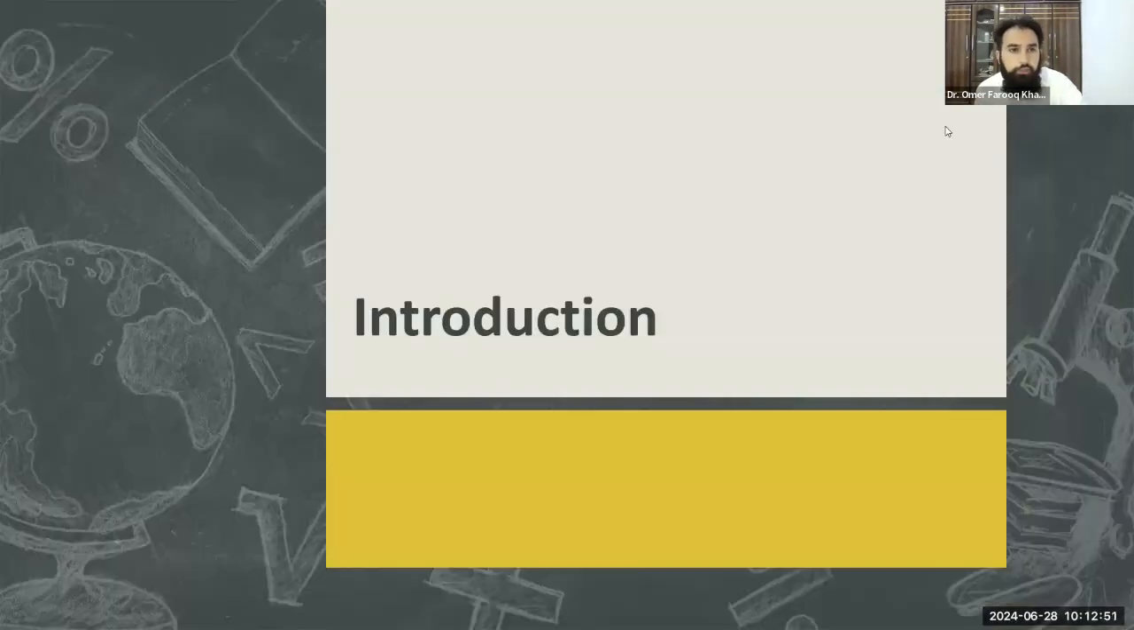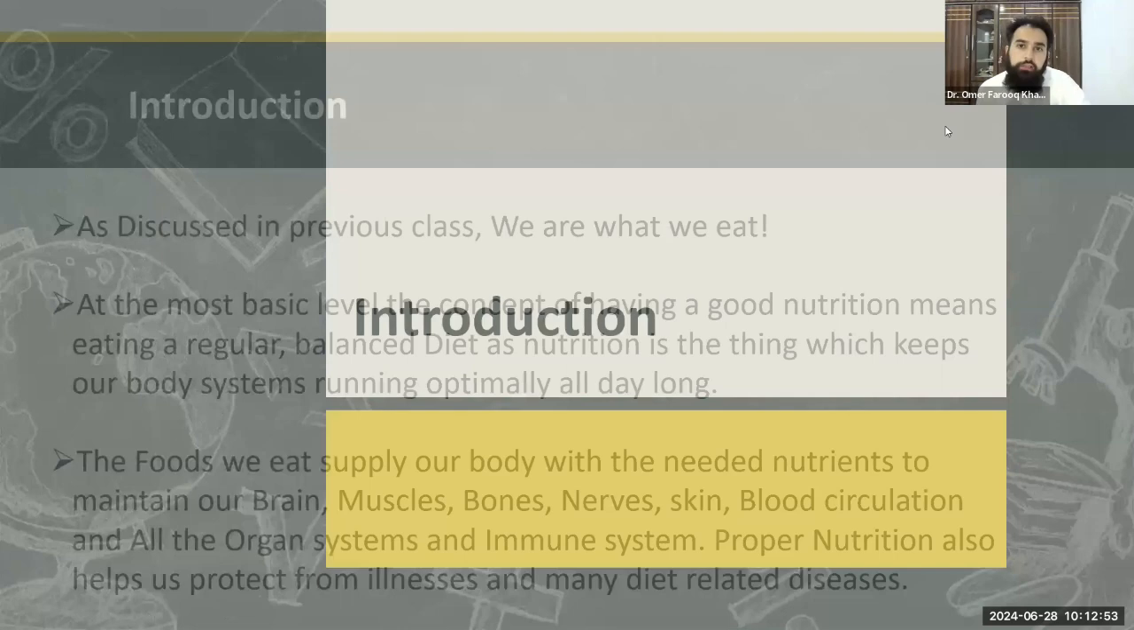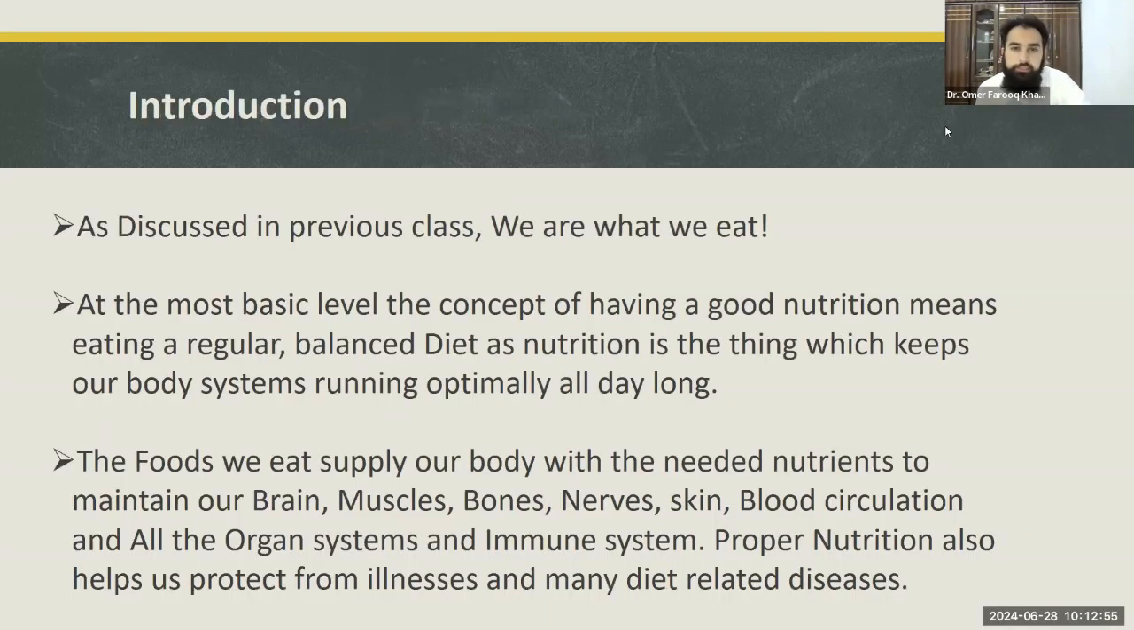So, introduction. As discussed in the previous class, we are what we eat. At the most basic level, the concept of having good nutrition means eating a regular, balanced diet, as nutrition is the thing which keeps our body systems running optimally all day long. The foods we eat supply our body with the needed nutrients to maintain our body, muscles, bones, nerves, skin, blood circulation, and all the organ systems and immune system. Proper nutrition also helps protect us from illnesses and many diet-related diseases.